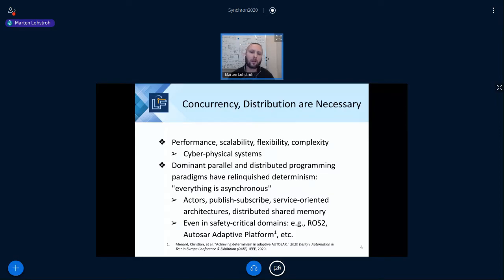And yet, the parallel and distributed computing community has, in a sense, turned its back on determinism long ago, with prevailing paradigms including actors, publish-subscribe, service-oriented architectures, where everything is asynchronous. And of course, asynchrony is also good for latency hiding and useful for avoiding deadlocks, but the loss of determinism is troubling, especially when these technologies make their appearance in safety-critical systems. And these days, people are building systems in ROS and AUTOSAR, and they're caught by surprise when they encounter non-determinism.